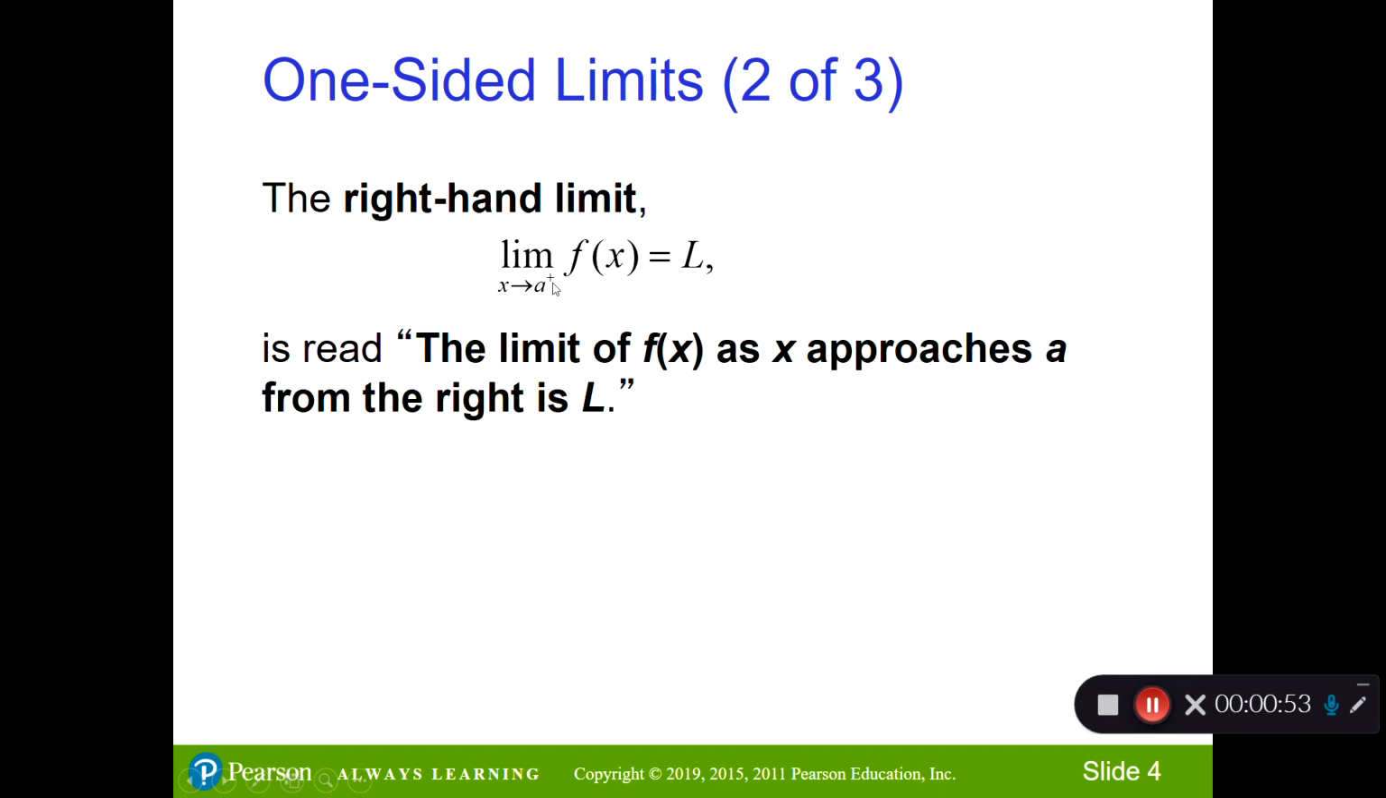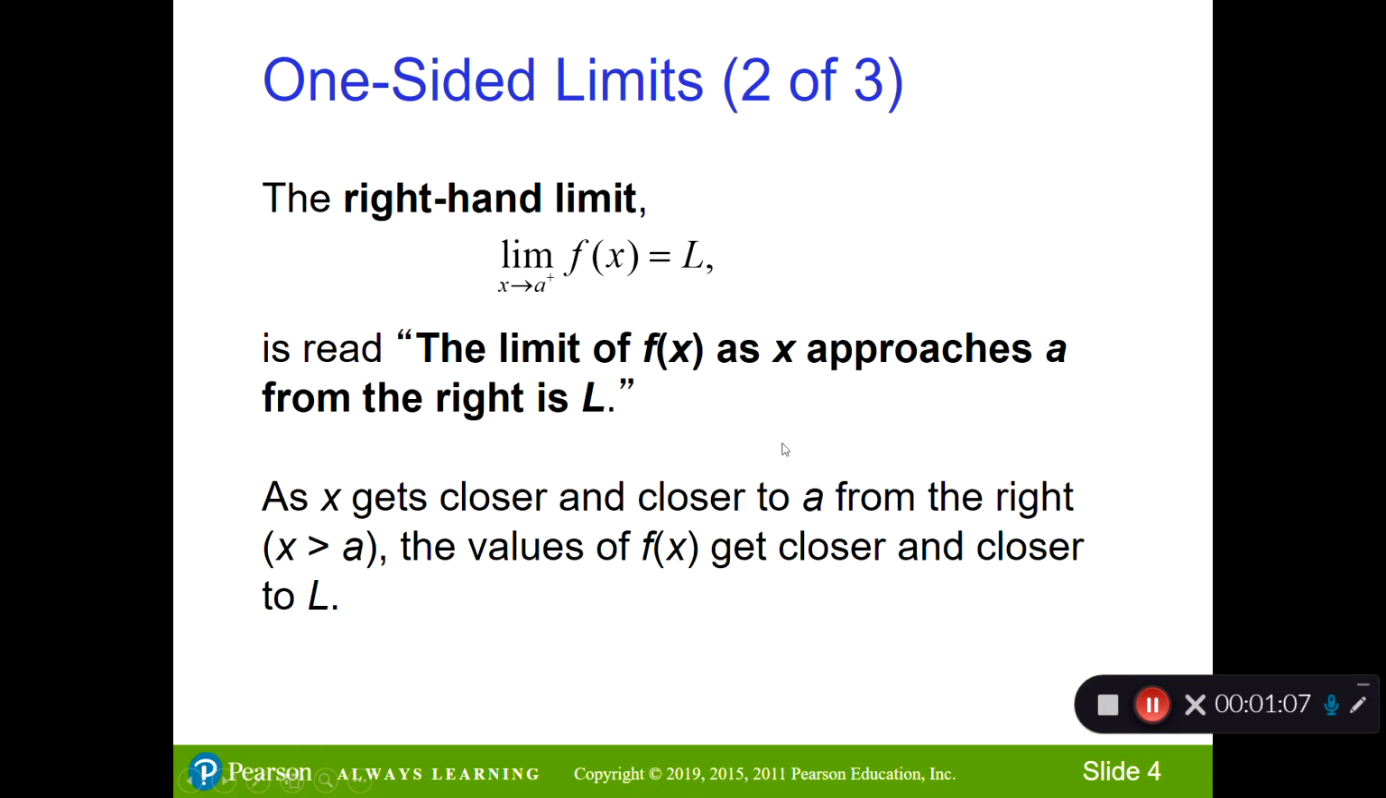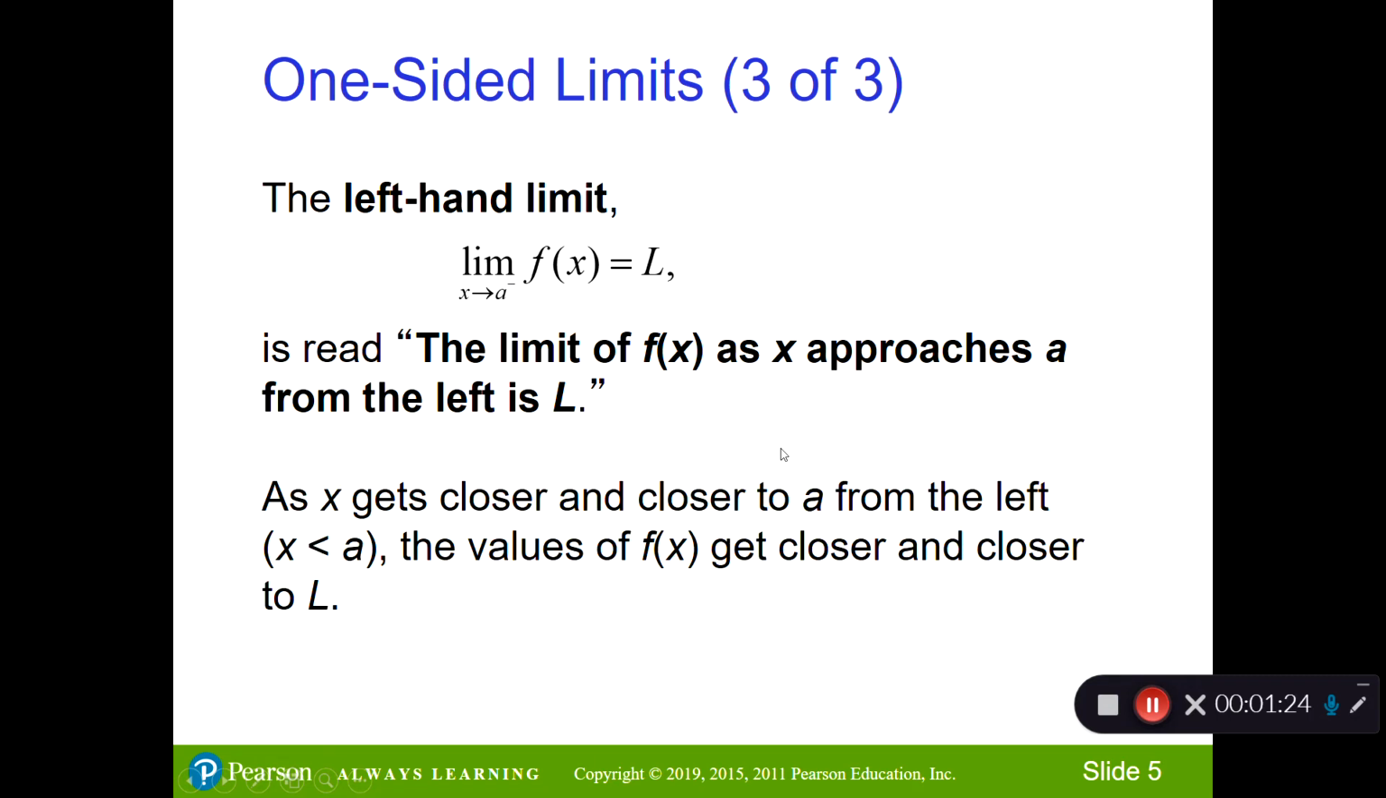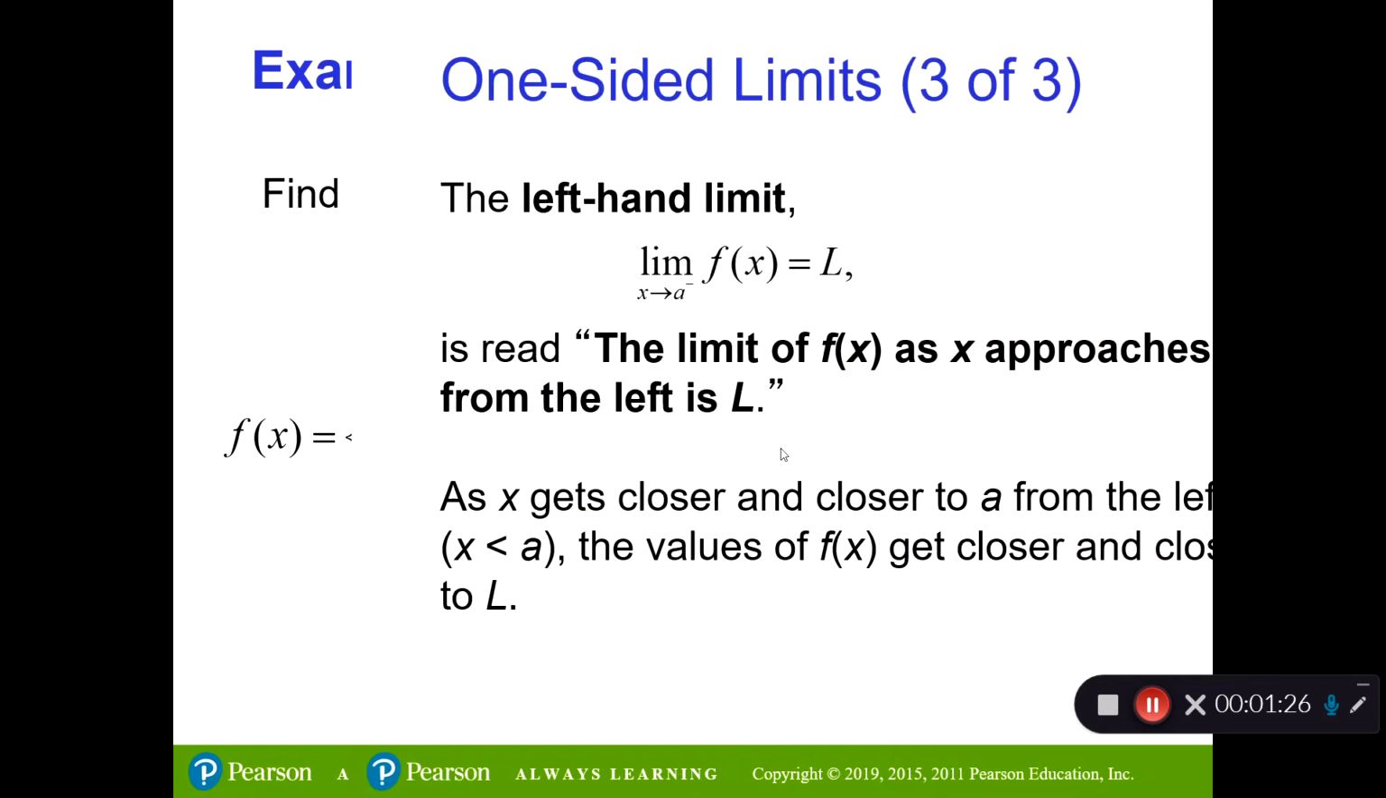We notate a one-sided limit looking from the right by putting a plus sign as the superscript on the a there. So this is the limit of f of x as x approaches a from the right is equal to L. That means that the y values get closer to L as x approaches a from values greater than a. The left-hand limit we notate with a superscript of a minus sign on the a. And it means the same thing, but we're looking at approaching from values less than a.